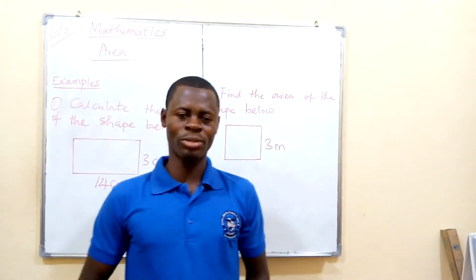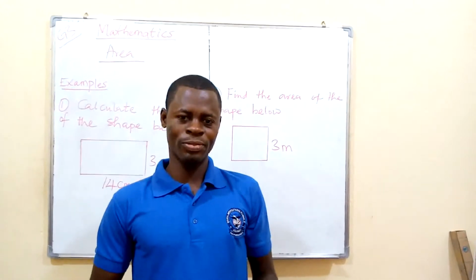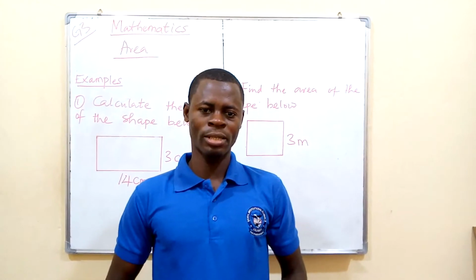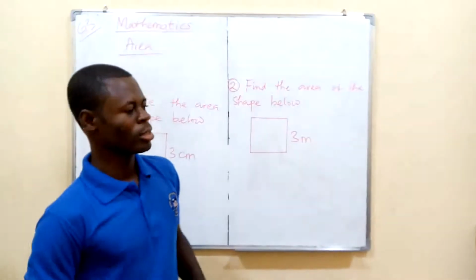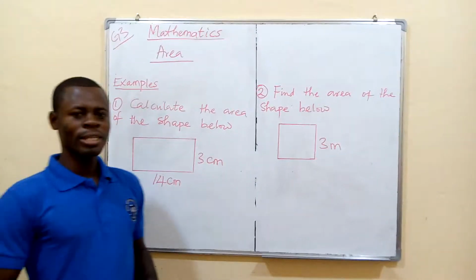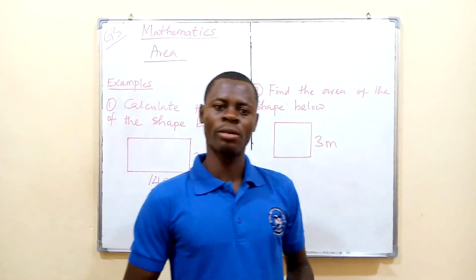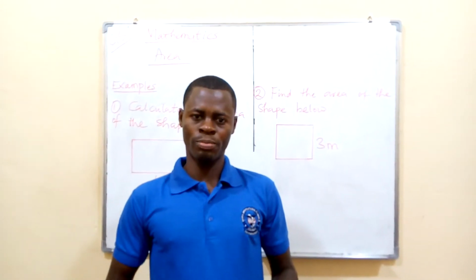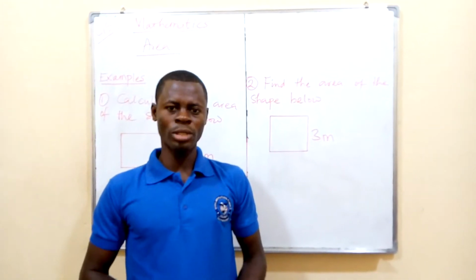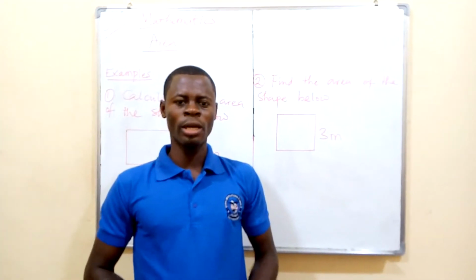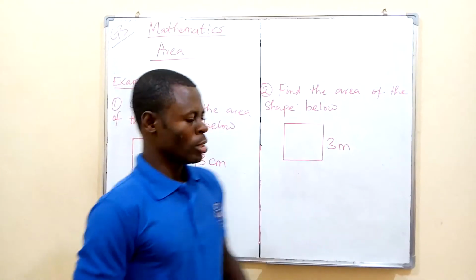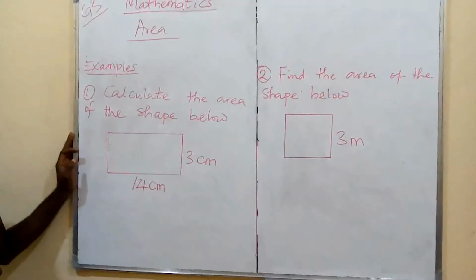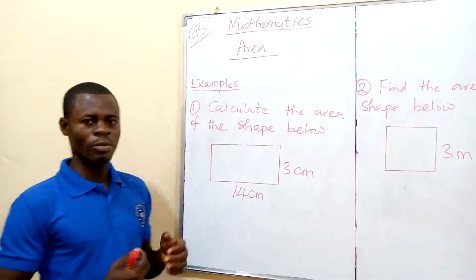Good morning, grade 3 learners and my beautiful audience. You're welcome again to our class on mathematics. Remember, we are still on area. In our last class, we looked at the area of a square, where we carried out some calculations. Today we'll be looking at more problems on area. It's going to be a combination of area of a rectangle and area of a square.